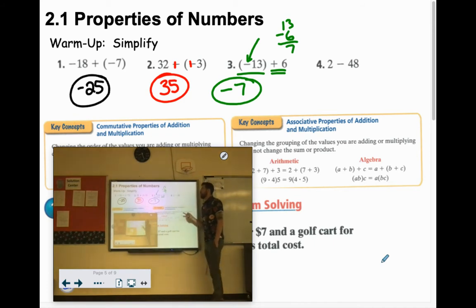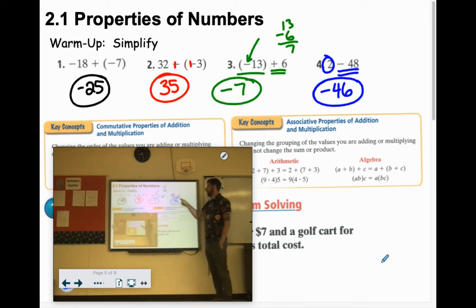And 2 minus 48. I have $2. I owe someone $48. I am short. 48 minus 2 is 46, so this would be negative 46.